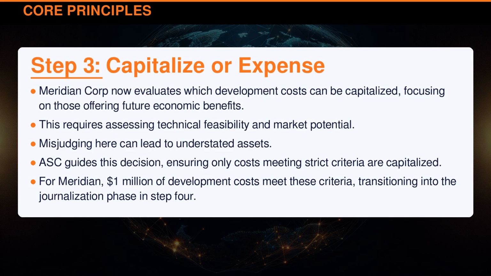Meridian Corporation now evaluates which development costs can be capitalized, focusing on those offering future economic benefits. This requires assessing technical feasibility and market potential. Misjudging here can lead to understated assets. ASC guides this decision, ensuring only costs meeting strict criteria are capitalized. For Meridian, $1 million of development costs meet these criteria, transitioning into the journalization phase in step 4.